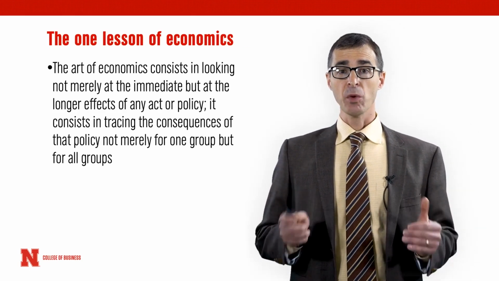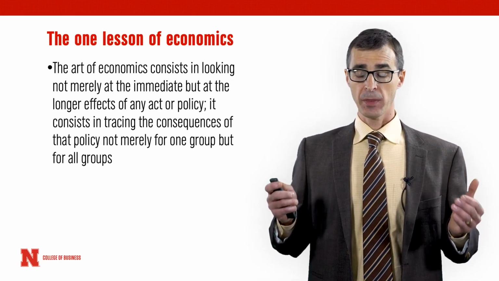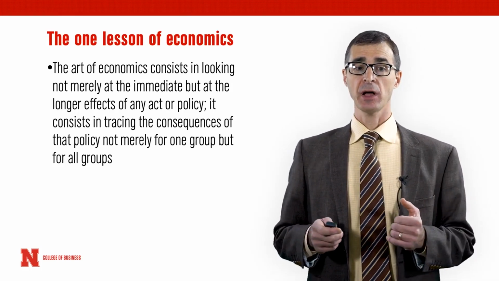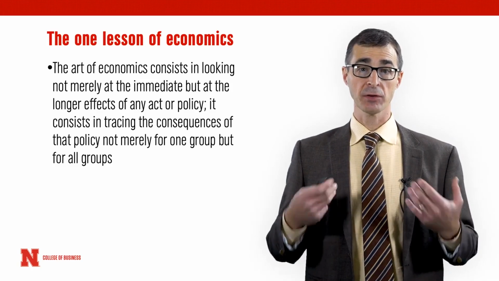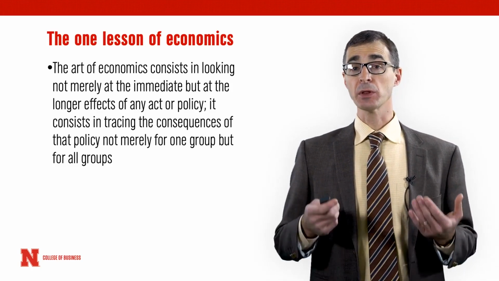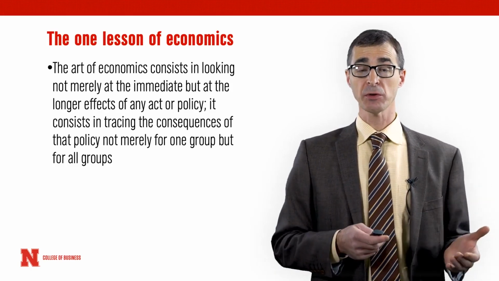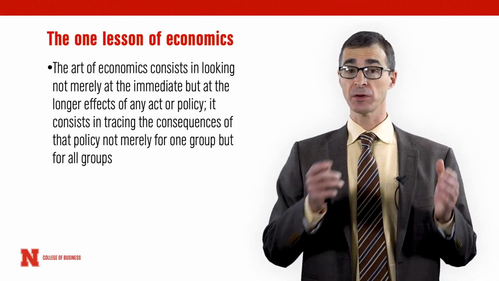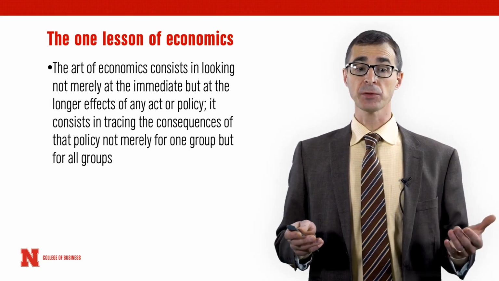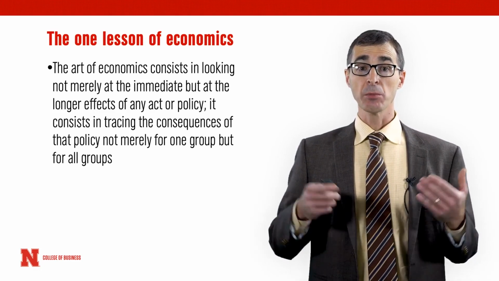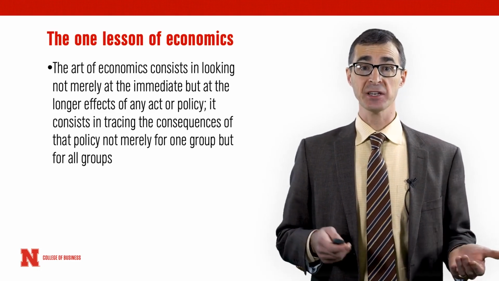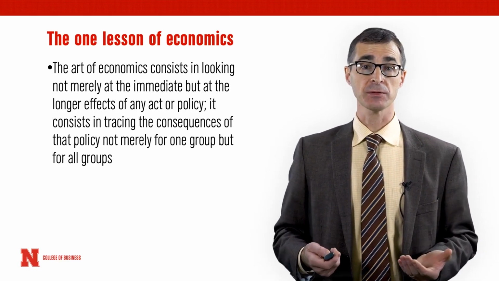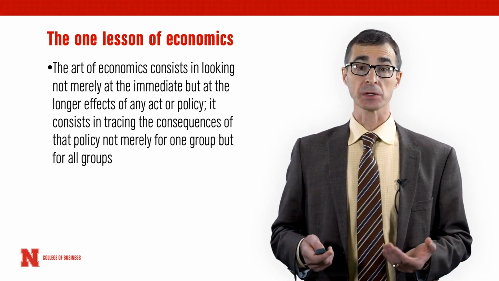If we get back to the one basic lesson of economics, or the basic idea that wealth creation occurs when assets are moved from lower to higher valued uses, and we apply this in the context of government policy, then it's important that we look not only at the immediate but the long-term effects of any policy. And that means that we trace the consequences of the decision of any particular policy, not only for the group or groups that it's intended to affect, but for all groups. Oftentimes there are both intended and unintended consequences of economic decisions. And to truly measure the efficiency of an economic decision, we need to be cognizant of all of those.